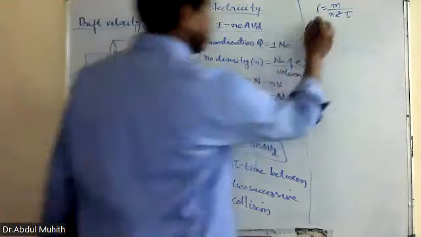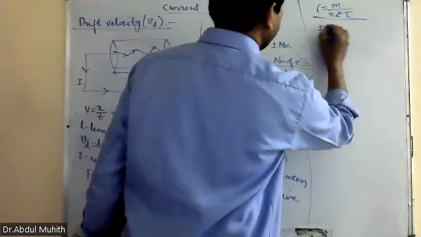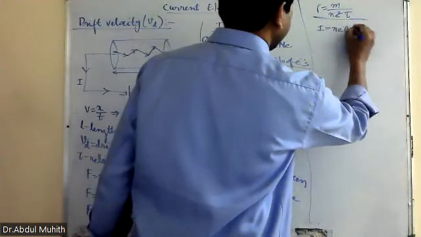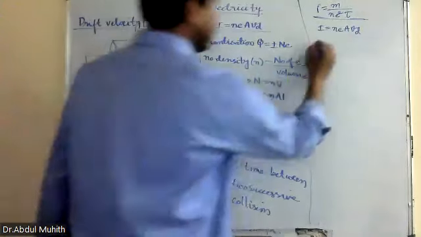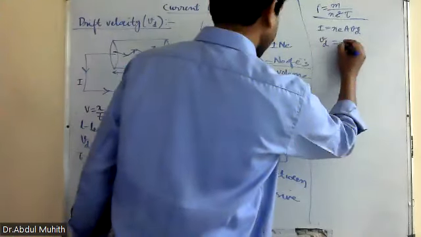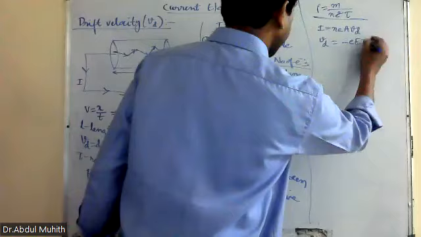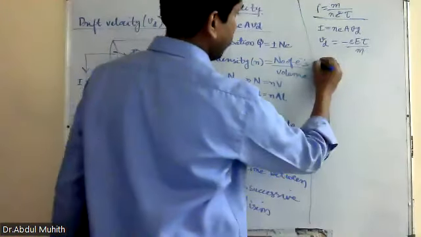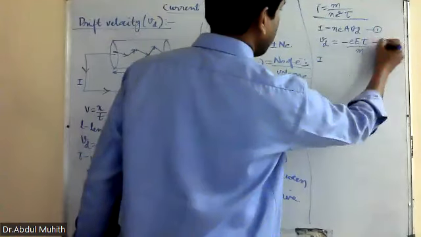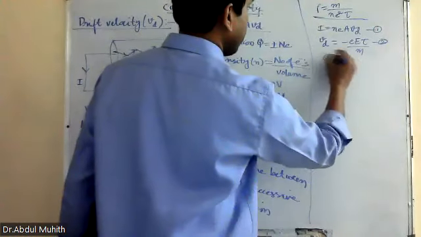What is that? The first formula is I is equal to N E A V D. The second formula is what? V D is equal to minus E capital E tau by M. So now I am going to substitute this V D there. So it will become what? This is 1 and this is 2. So 2 in 1.